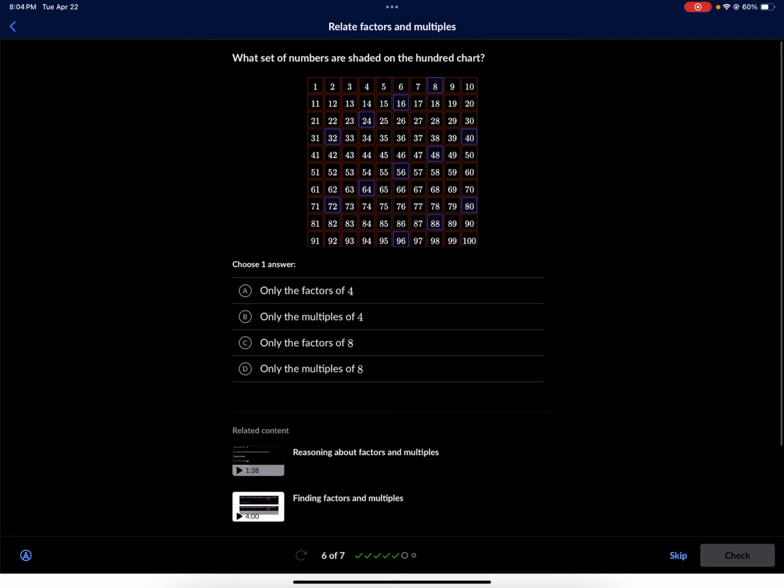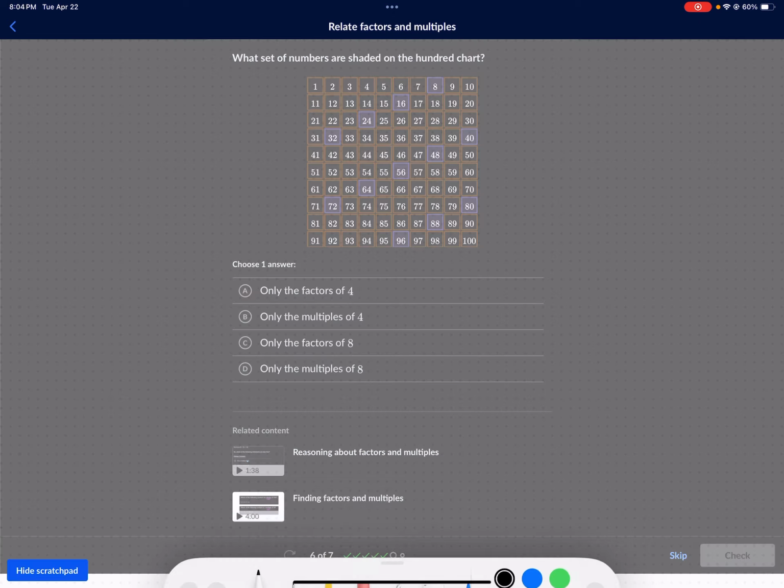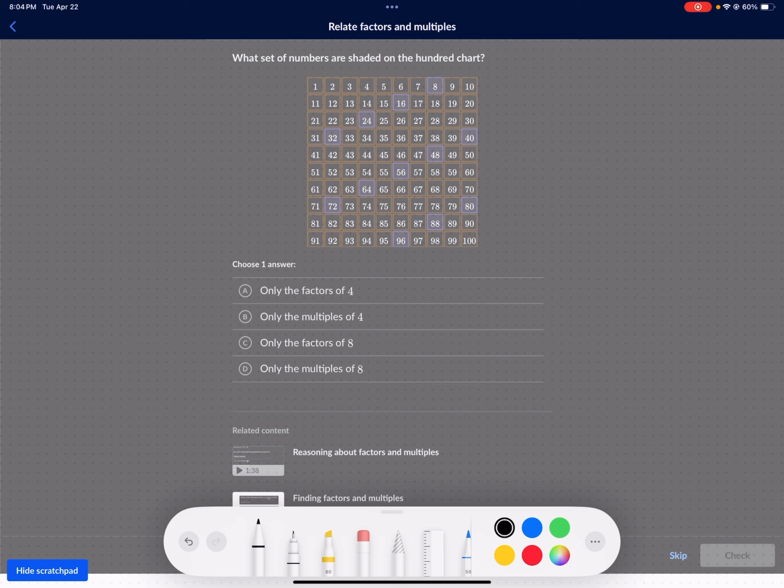Okay, what set of numbers are shaded on the 100 chart? Let's see, we got 8, 16, 24, 32, 40, 48, 56, 64. Hey, I'm seeing another pattern here. Looks like we got like an L shape. If you play chess, you would know that this is how the knight moves. But it seems we're getting this exact same pattern, but we are doing it in math now. So it looks like we are seeing multiples of 8 because it keeps going up by 8.